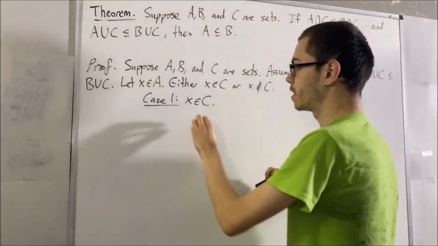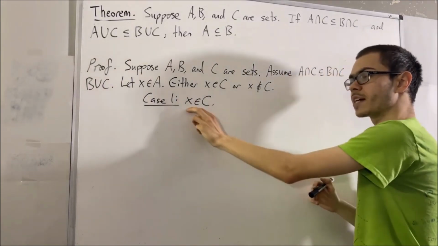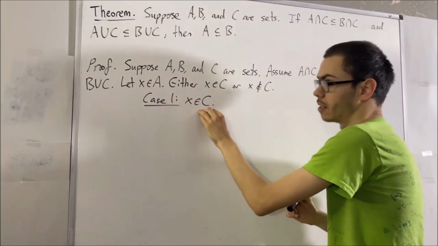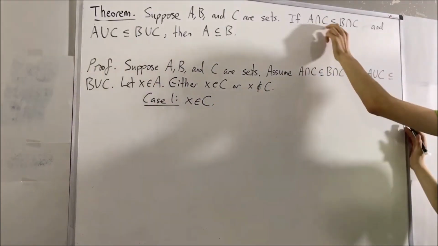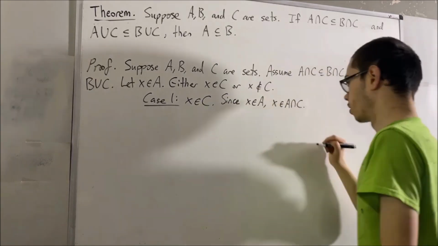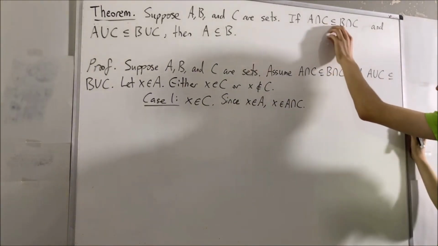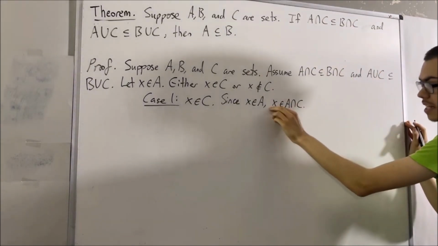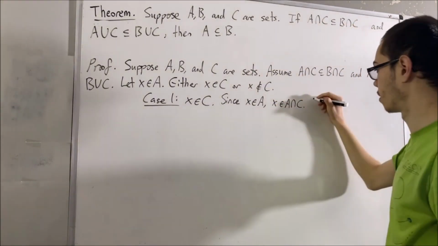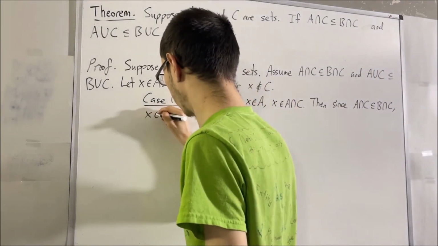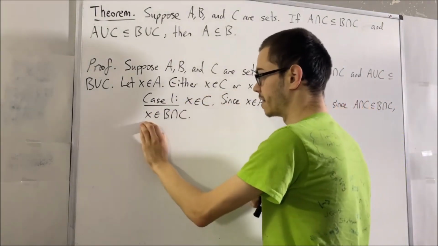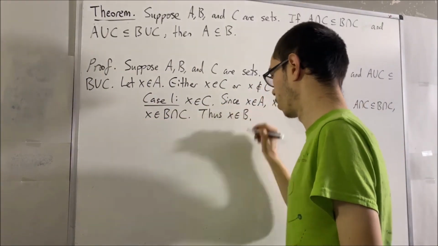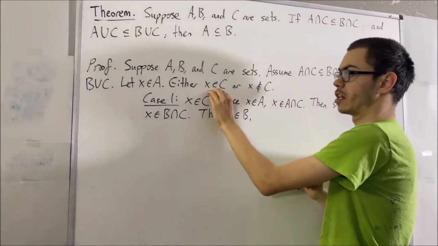Now notice, in the case where X is an element of C, we know that X is an element of A and X is an element of C. So really, X is an element of A ∩ C. But then, since A ∩ C is a subset of B ∩ C, this means that since X is an element of A ∩ C, X must also be an element of B ∩ C. And of course, since X is an element of B ∩ C, we have that X is an element of B. So this completes the case where X is an element of C.